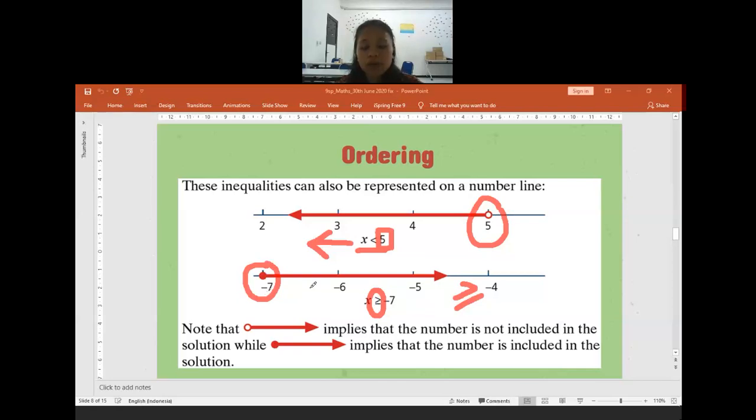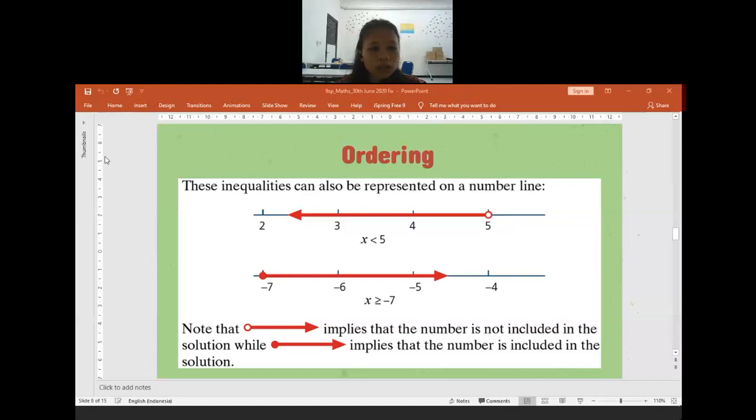Is there anyone have difficulties or getting confused? No confused, really? Hello? Or my voice not audible? No confusion, okay. If you have no difficulties, then let us move to another question.